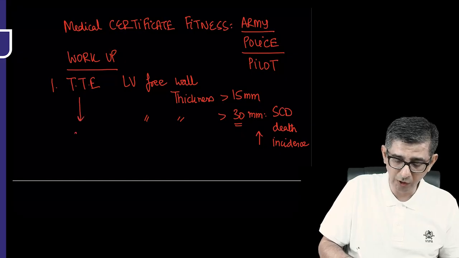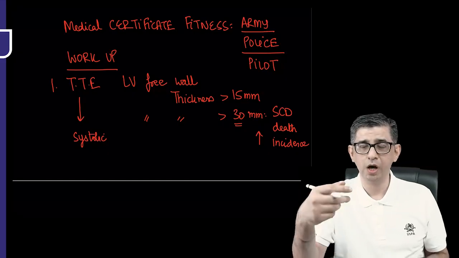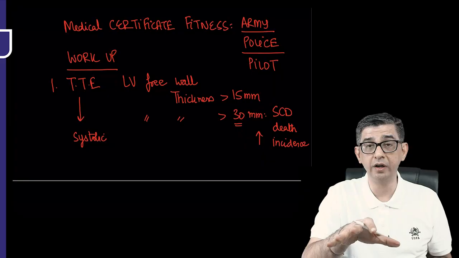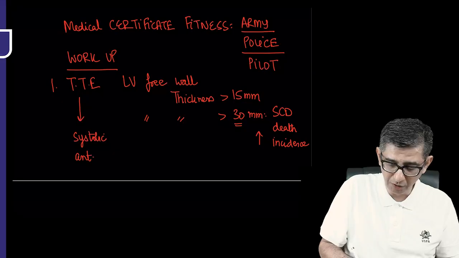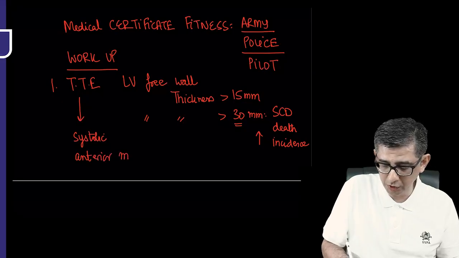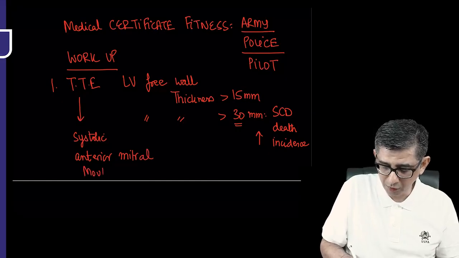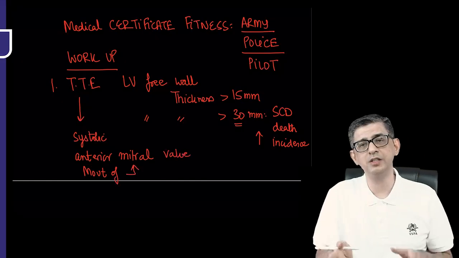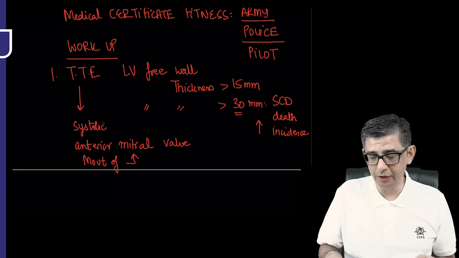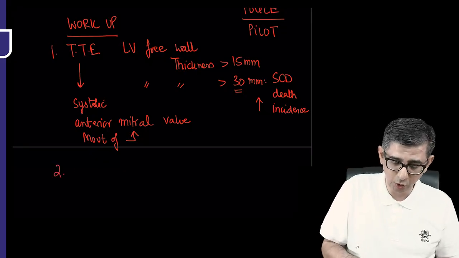Another finding that they love to ask: traditionally, whenever I'm discussing any cardiology condition before you, I'm not asking you to remember echocardiography findings, but this is one such condition where I'm forcing you to remember these terms: systolic anterior movement of the mitral valve, and second, the asymmetrical septal hypertrophy and increased left ventricular free wall thickness.